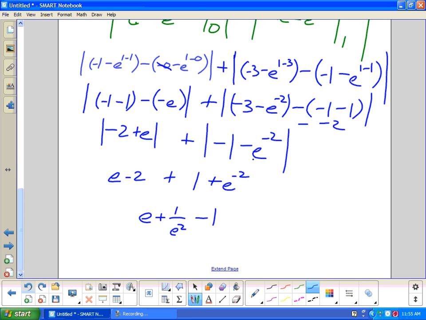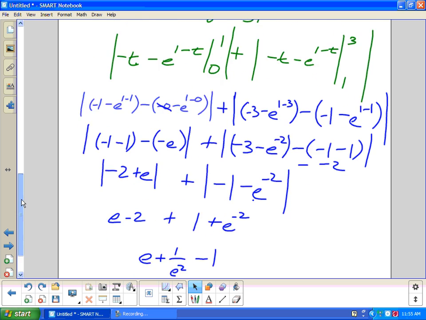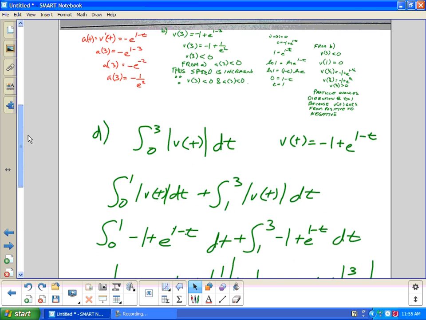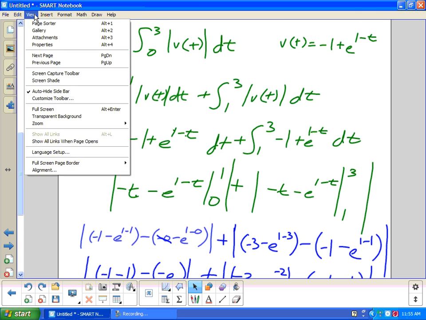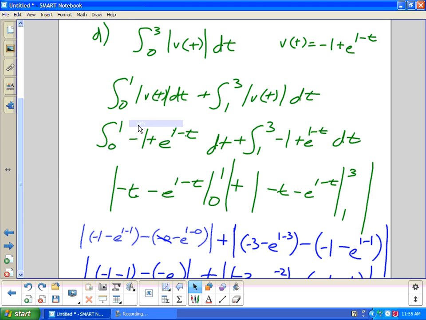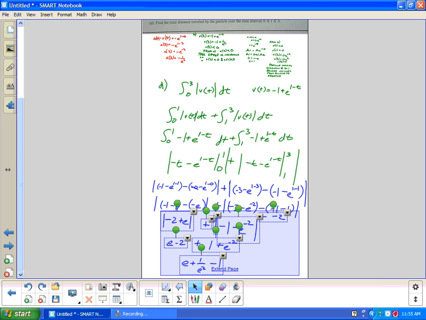And was there units on this? I don't think so. Nope, no units. So I would argue that is the total distance traveled over the time period. And that problem is just long. Holy cow. I got to change my view. And I'm going to group that as one big ugly.